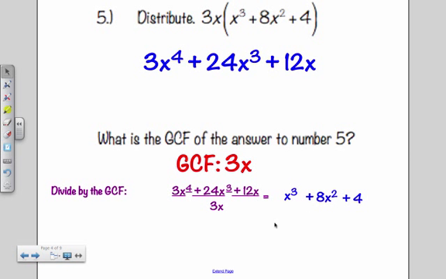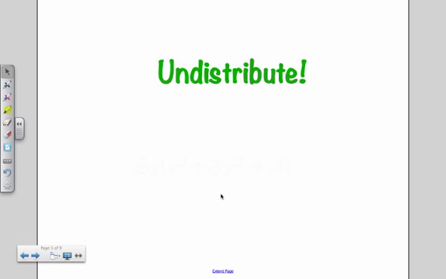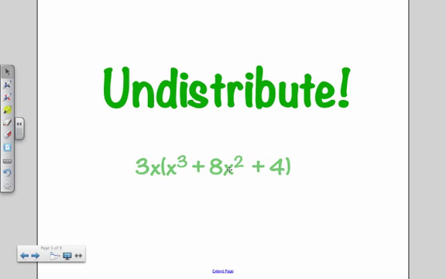So you get x to the third plus 8x squared plus 4, which should look familiar to you because we have that right here inside of our parentheses. And our GCF is the number that's on the outside of the parentheses. So basically, when you're factoring by GCF, all you're doing is you're just going to undistribute. Okay, and that example is shown right here.